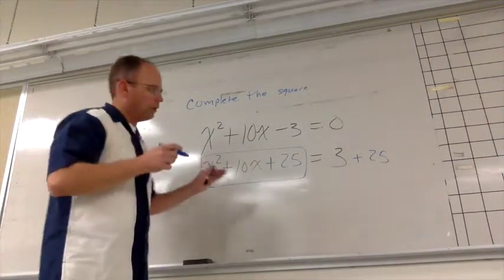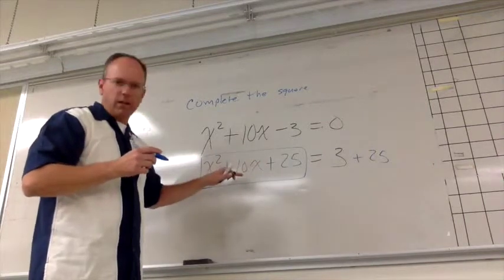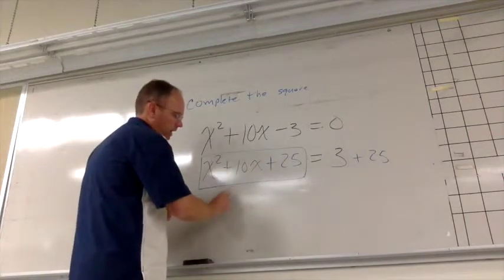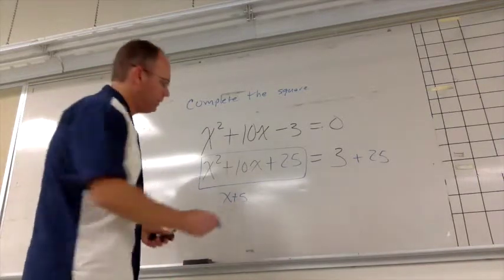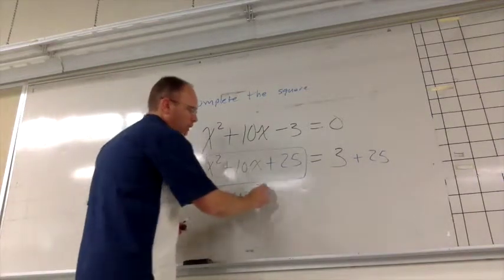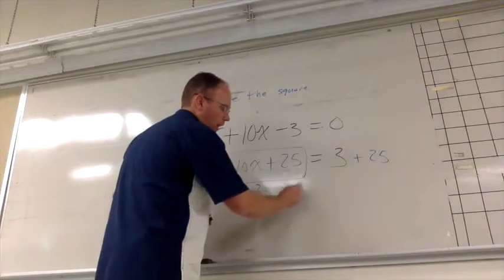So what two numbers would multiply together to give me 25, add together to give me 10? So this is going to be the same thing as x plus 5 times x plus 5. And x plus 5 times x plus 5 is x plus 5 quantity squared. And that's going to be equal to 28.